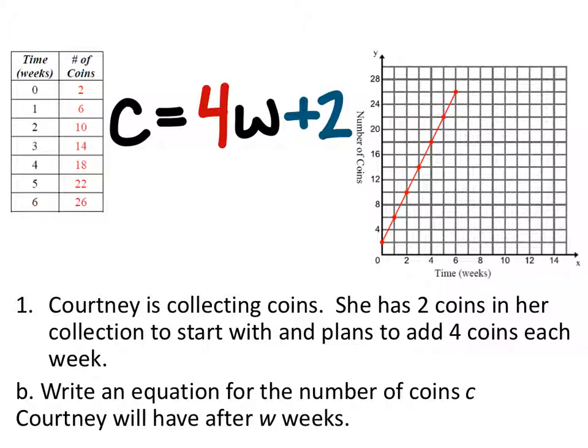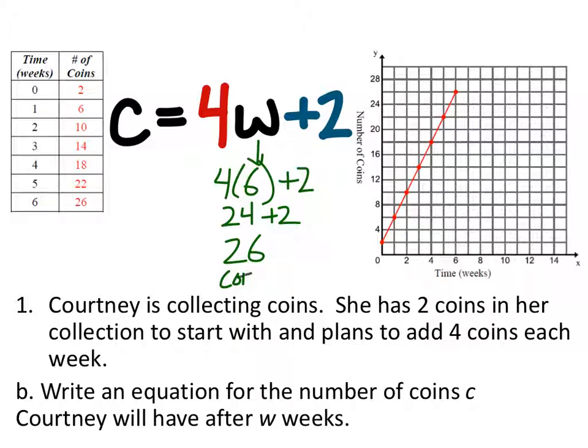For example, if I said for week 6, right? Well, that would be 4 times 6 plus 2. So 24 plus 2 would be 26 coins. So in other words, in week 6, you would get 26 coins collected, which again is shown in the table and also in the graph right here. That would be 26 coins for 6 weeks.